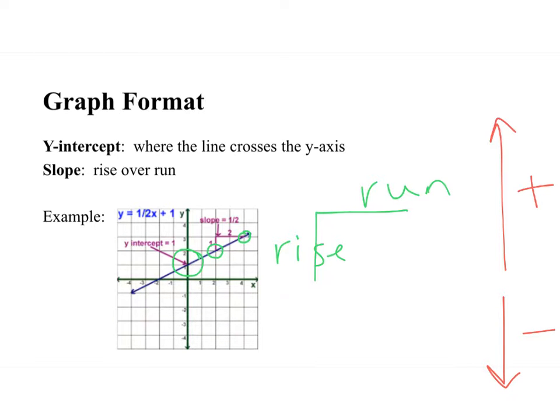Then it's the same thing for our run. When we think about our run, if it goes to the left, that's a negative. If it goes to the right, that's a positive. It's just like if you think about a number line, what makes sense for positive and negative on a number line.